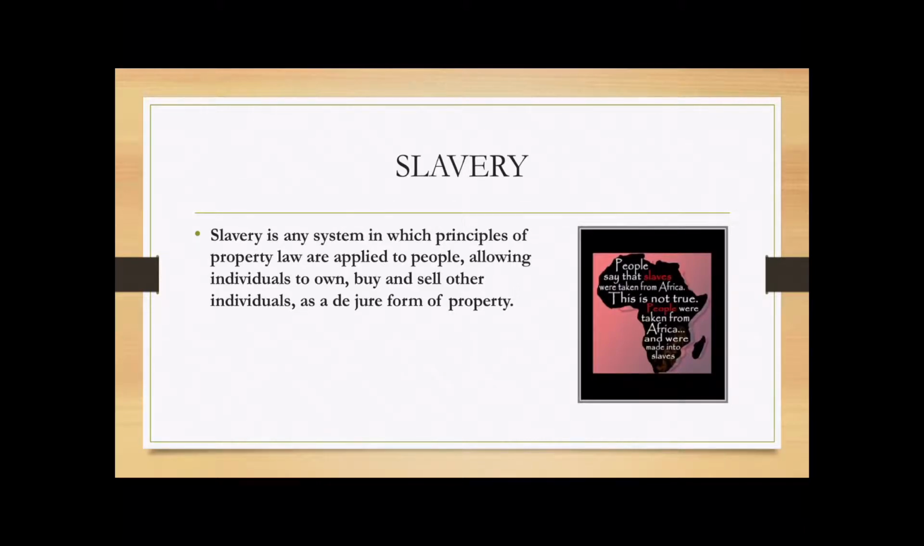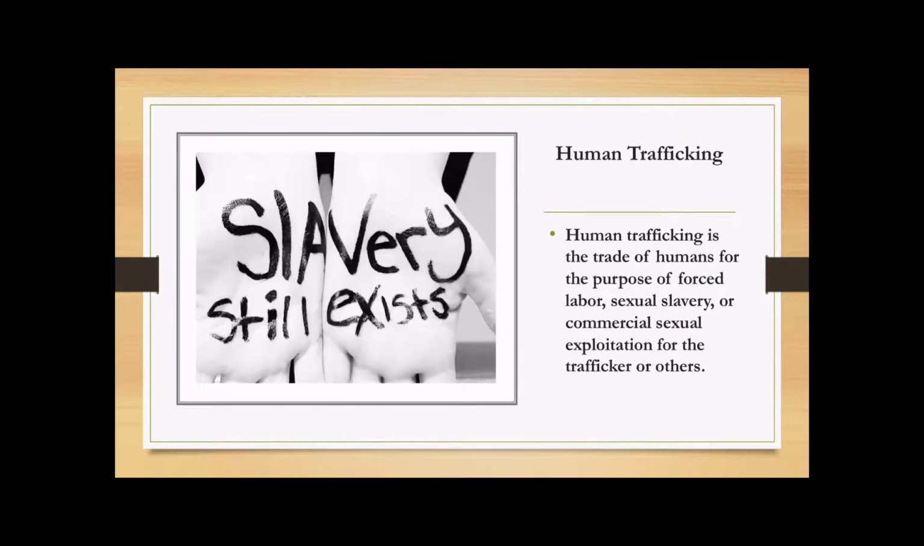Most people still think that slavery doesn't exist anymore because it was abolished. But is that completely correct? No. It still exists, but now has a new name: human trafficking. Let's define that. Human trafficking is the trade of humans for the purpose of forced labor, sexual activity, or commercial sexual exploitation for the trafficker or others.